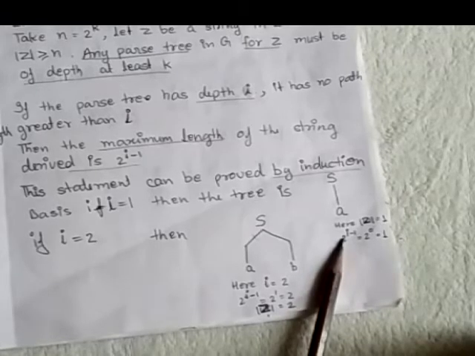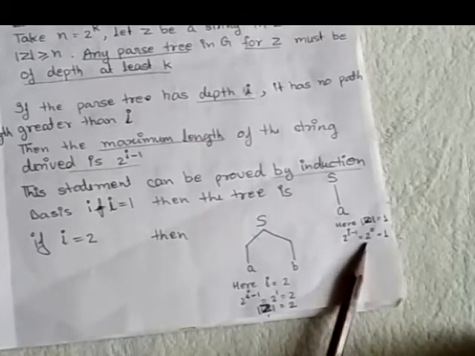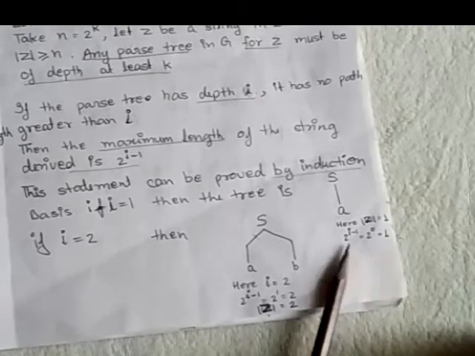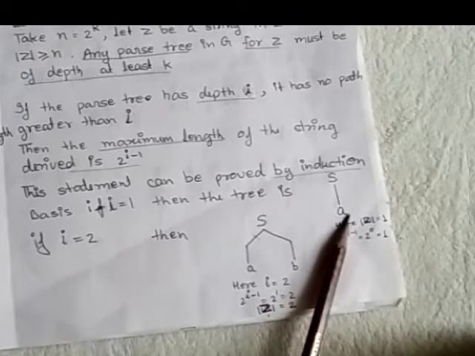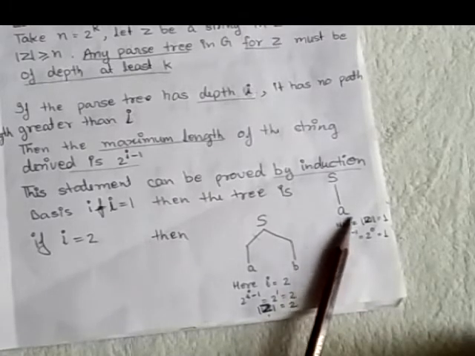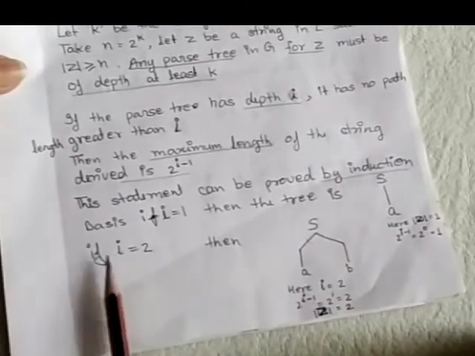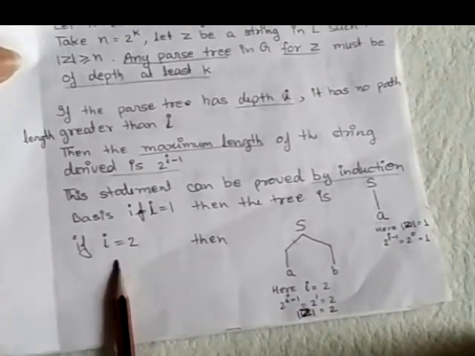Here the value of I is 1, meaning 2 raised to the power 0 is equal to 1. Means the length of the string generated is 1, and here we are generating a single terminal string only, which is of length 1 only. Now we can check it for I equal to 2 also.